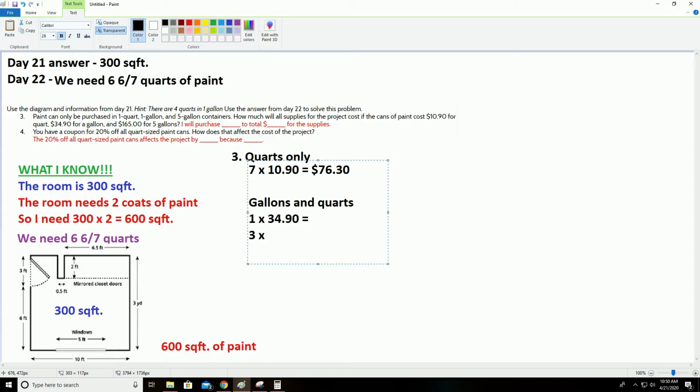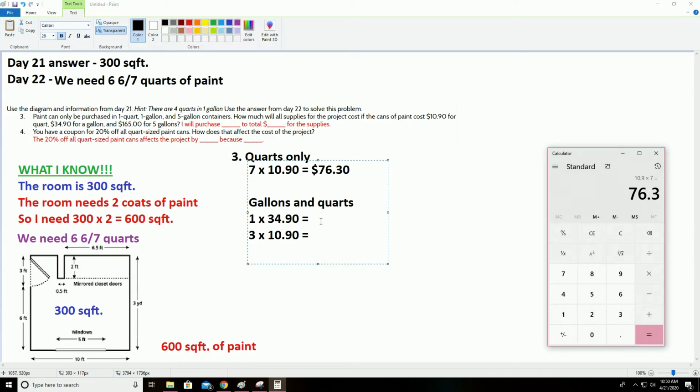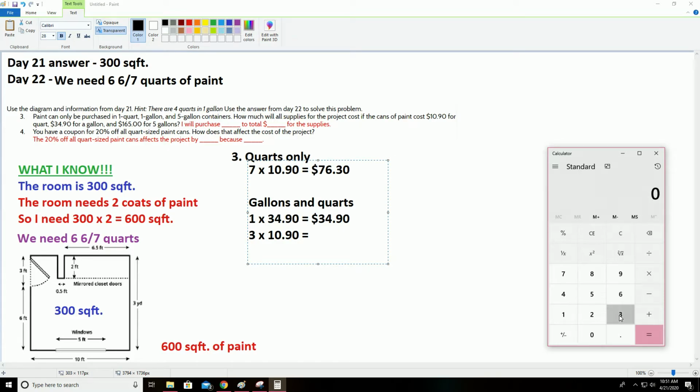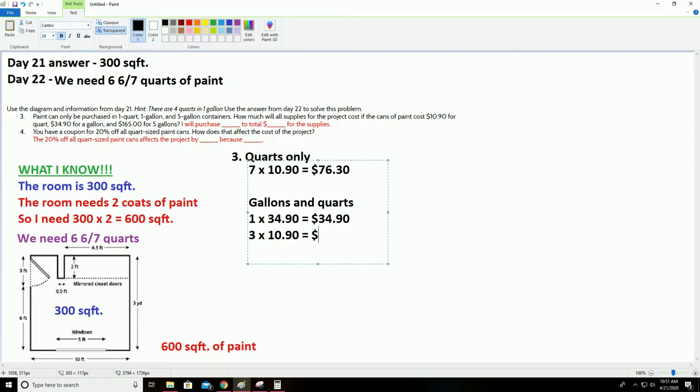So how much were the quarts? They were $10.90. So we're going to see how much this will cost. I know here by the identity property that 1 gallon, if it's $34.90, it's going to be $34.90. And on the second one, you might could even do this in your head because this one's relatively easy, it's $32.70.